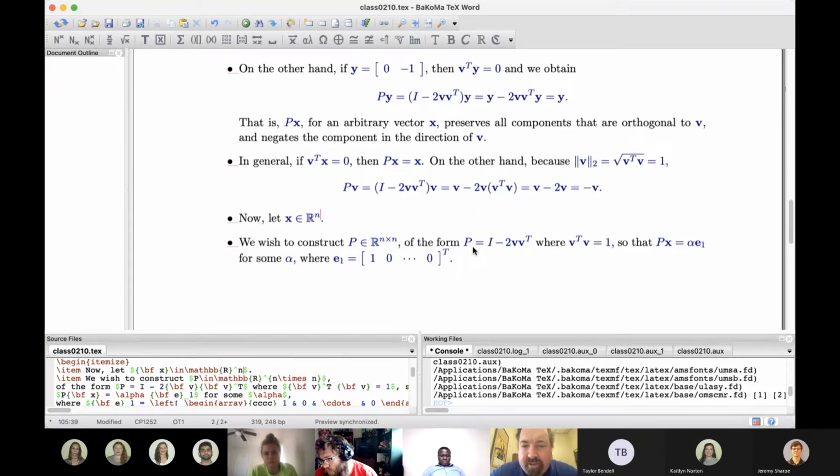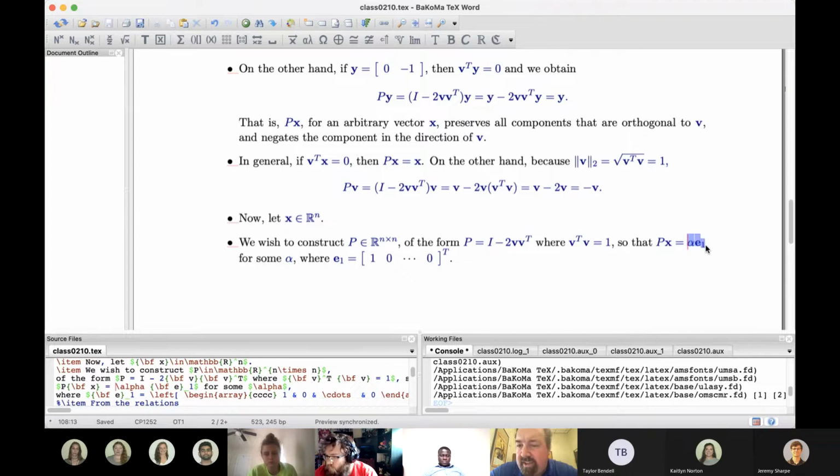to find the Householder reflection P of this form where V is a unit vector, so that if I multiply P with X, I get a multiple of E1. This is E1. It's a vector of 1 in the first position. All others are 0. So the reason why I want to do that is that means that by multiplying X by P, I zero out all of the elements of X except the first one. Okay. So the question is, what is the magic vector V that will make this happen?